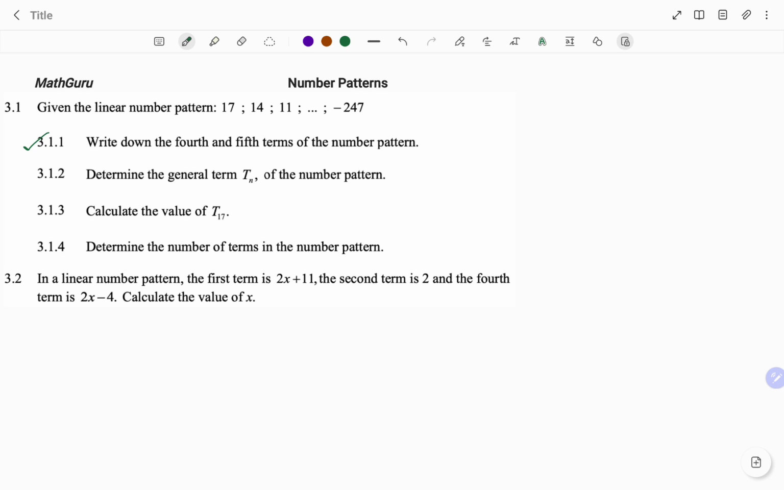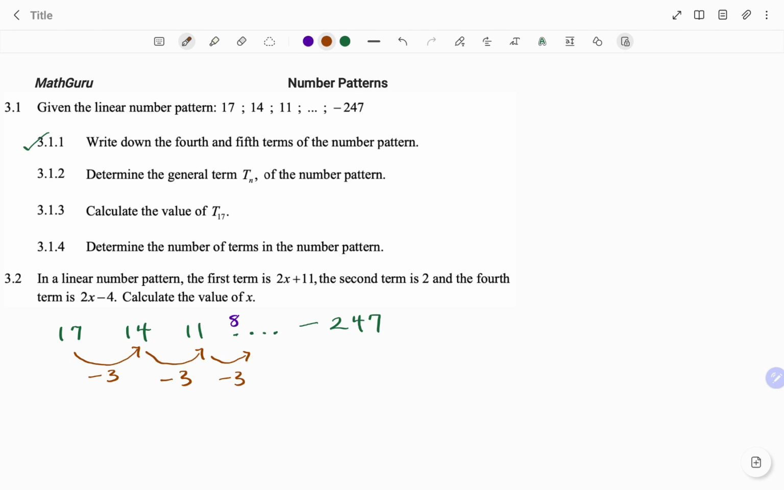Starting with the first part of the question, write down the fourth and the fifth terms of the number pattern. If you look at the pattern given, to get to the next term, we're going to take out 3. So 17 minus 3 will give you 14. To double check, to get 11, if I take out 3 from 14, that will give me 11. So to get the fourth term, I'm going to take out another 3, and if I take out 3 from 11, I'm left with 8.